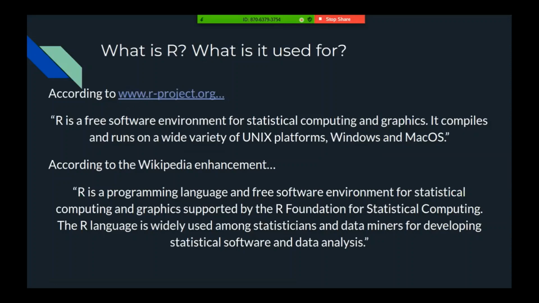So what is R? What is it used for? I put 2 definitions here to help understand in more technical terms, but then I'll explain in English as well. So according to rproject.org, it's a free software environment for statistical computing and graphics. It compiles and runs on a wide variety of Unix platforms, Windows, and Mac OS. And according to the Wikipedia version, it's a programming language and free software environment for statistical computing and graphics supported by the R Foundation for Statistical Computing.